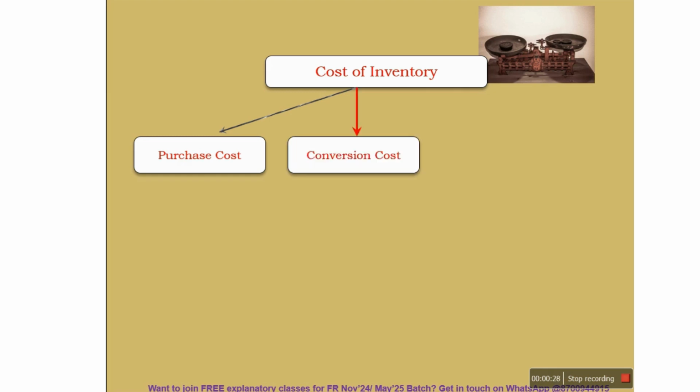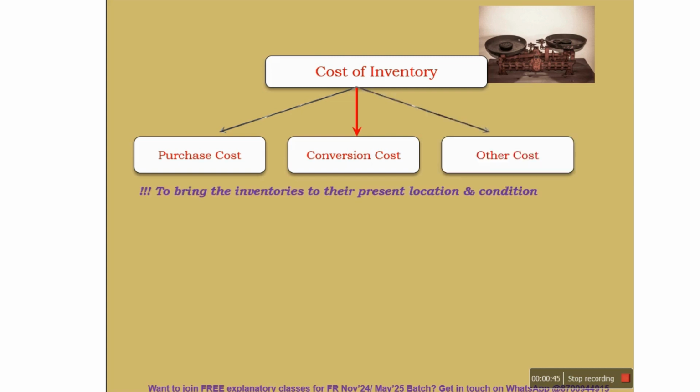Next is the conversion cost of raw material to finished goods or semi-finished to finished goods. It will include the material cost, production overhead, and labor cost directly attributed to the production of those inventories. Next is any other cost that we have incurred to bring the inventories to their present location and condition, which will be included in the cost of inventory.